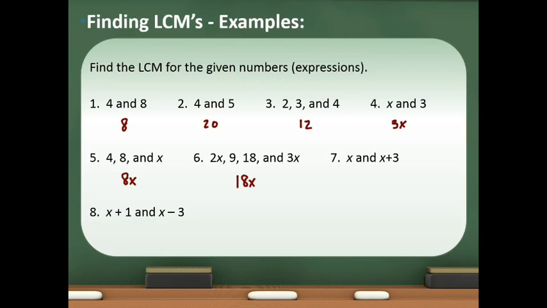Now when you get to number 7, x and x plus 3 are considered to be different factors. It's not like if I had 3 times x, then I would include a 3 and an x. We have to treat these as totally separate factors. So we would do this by multiplying the two together, and x times x plus 3 is going to be our LCM. Similarly, on number 8, we just multiply the two factors together. There's nothing more we can do. All right, so let's move on.